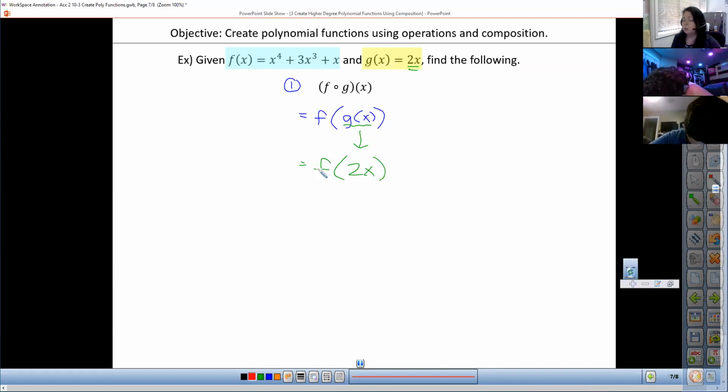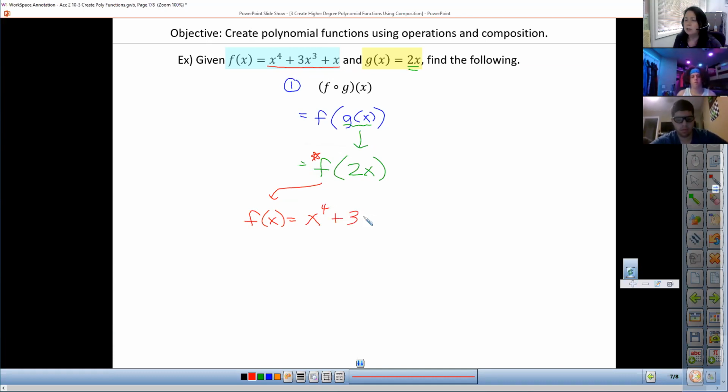What this now tells me is I'm figuring out what is f of 2x. So now I need to know what does my f function look like. So I'm looking into my given information for f of x. And that I find right here and highlighted in blue, these 3 terms, x to the 4th plus 3x cubed plus x.